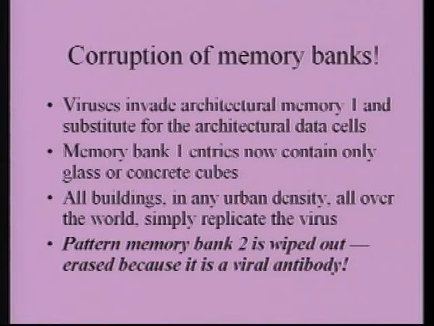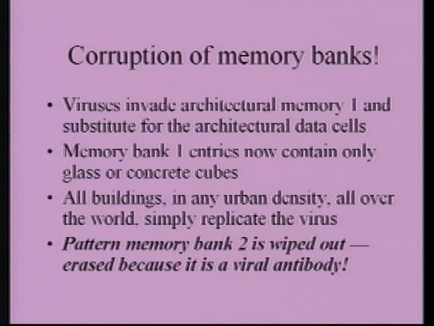However, what I'm aware of is the corruption of memory banks, where a virus invades Architectural Memory 1 and substitutes itself for the architectural data cells. This is not evolution. This is a destruction. So, for example, the Memory Bank 1 will contain only glass or concrete cubes, and all the traditional typologies have been erased. When you look up your entry in the memory bank, in any urban density, any part of the world, any typology, you simply replicate the virus. It's exactly what happened with the multiplication table, which was invaded by the virus number 5.